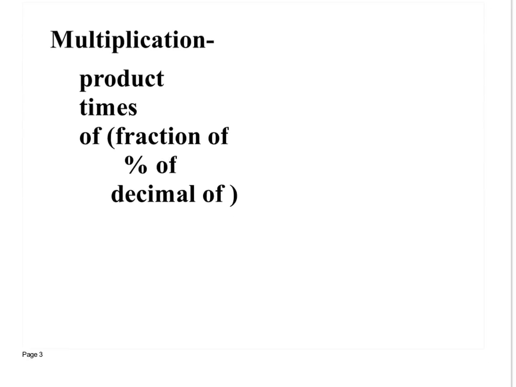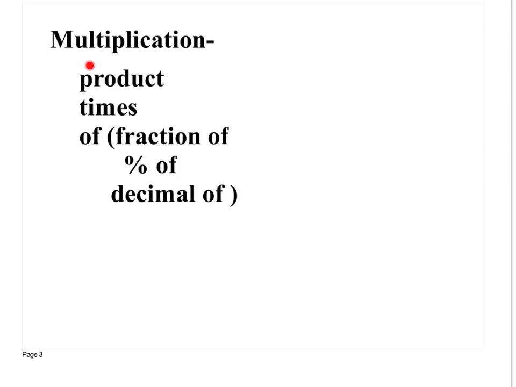All right, write these words down. For multiplication, these are what they'll write: product, times, or of. Of is a common one. That either means fraction of, percent of, or decimal of. Anytime you see of, that's a multiplication problem.